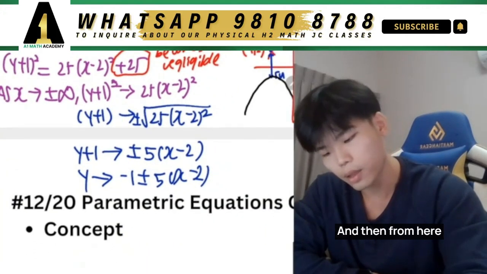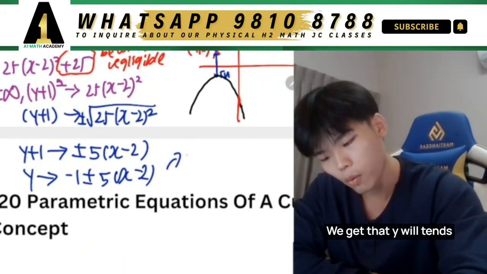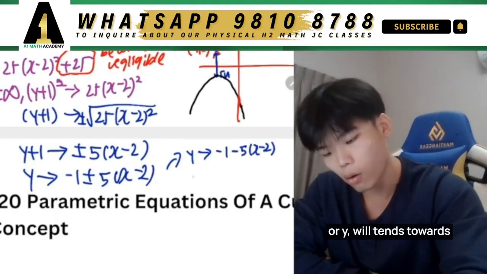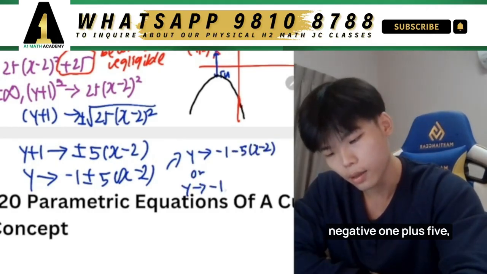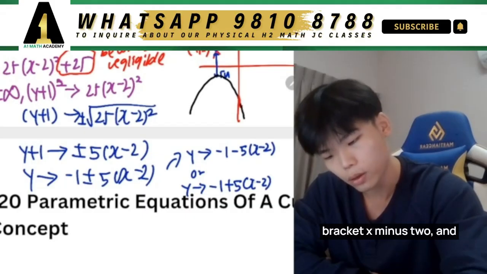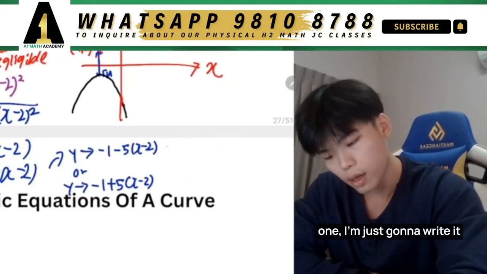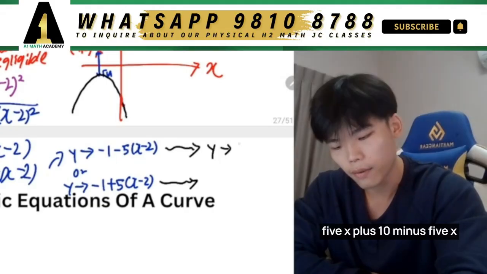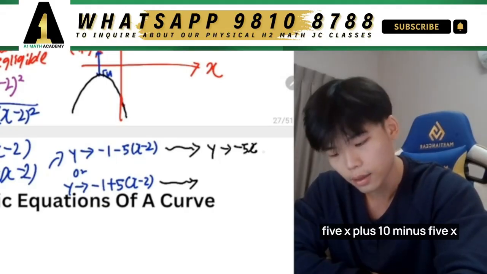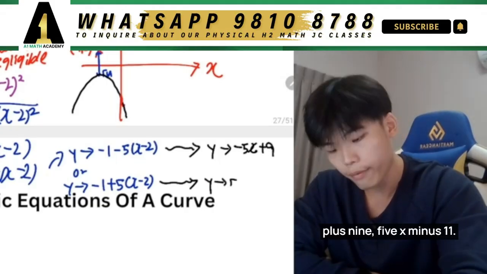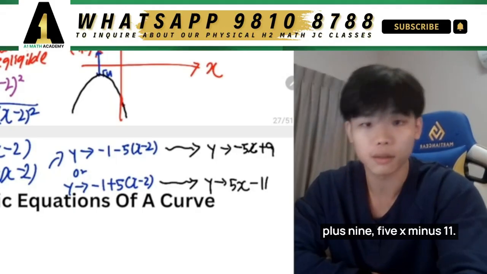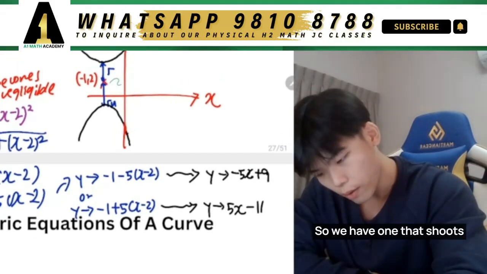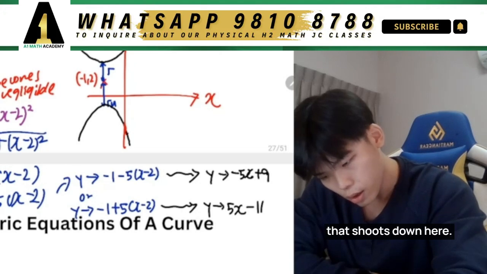And then from here, we get two oblique asymptotes, right? We get that y will tend towards negative 1 minus 5 bracket x minus 2, or y will tend towards negative 1 plus 5 bracket x minus 2. And in the end, I'm just going to write it this way, we end up that y will tend towards minus 5x plus 10 minus 1, which is minus 5x plus 9, or 5x minus 11. Yeah, that makes sense. So with that said, your graph will look something like that. So we have one that shoots up here, and then one that shoots down here.